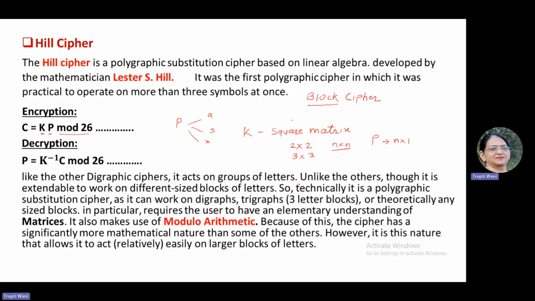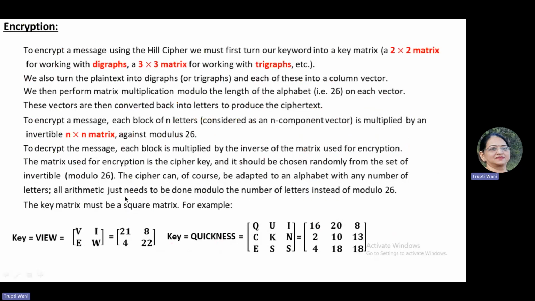So depending on this size, if our key matrix is more than 3 by 3, if it is 4 by 4, 5 by 5 or more than that, then accordingly we have to divide the plain text into different sizes, into that n by 1 columnar vector.